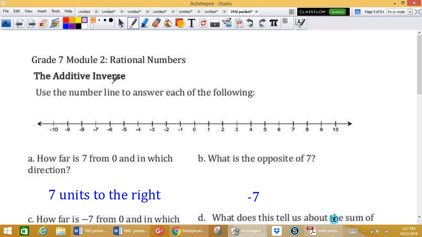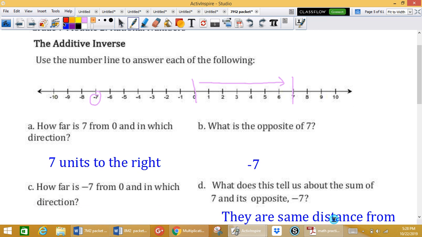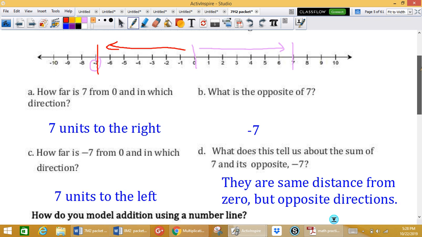Additive inverse. Use the number line to answer each of the following. How far is 7 from 0 and in which direction? So there's 0, there's 7, it's 7 units to the right. What is the opposite of 7? Well, it's going to be -7. How far is -7 from 0 and in which direction? So it's 7 to the left. What does this tell us about the sum of 7 and its opposite, -7? They are the same distance from 0, but in opposite directions. So the sum is 0.